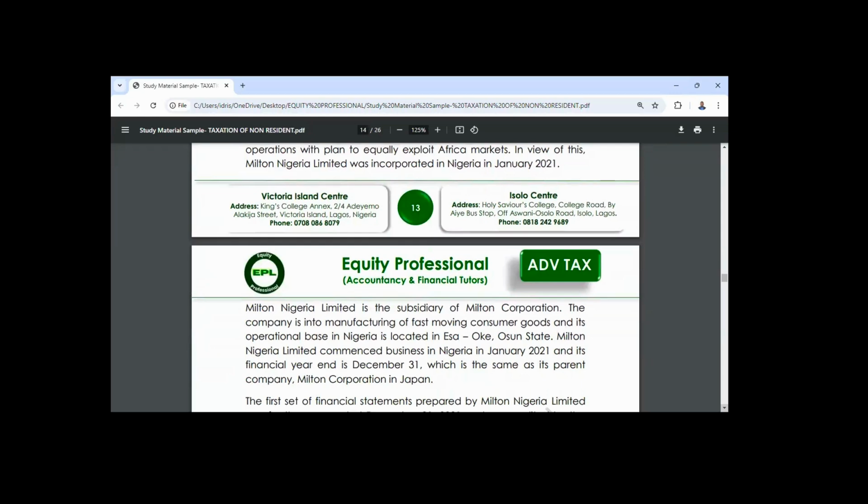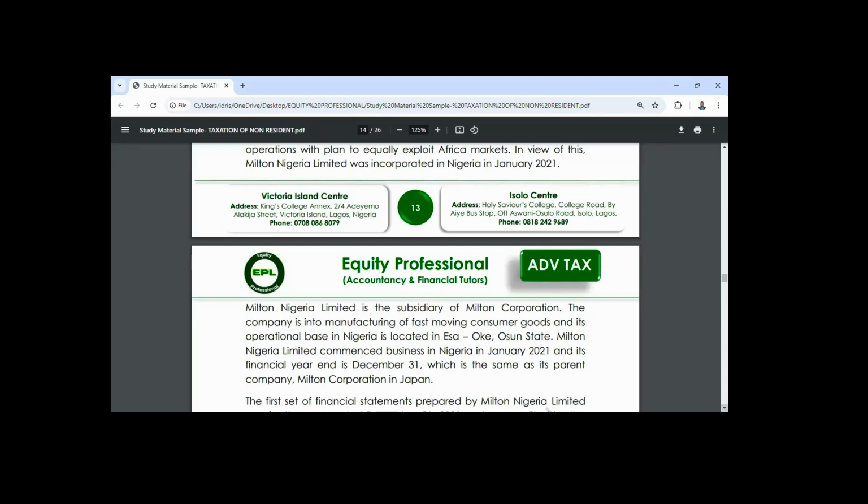So Milton Nigeria Limited is the subsidiary of Milton Corporation. Hold on, sorry. Milton Nigeria Limited is a subsidiary of what? Milton Corporation. This is the major point we need to note in this question. That means, what type of relationship is this? A foreign parent company and a Nigerian subsidiary. A Nigerian subsidiary of a foreign parent company.